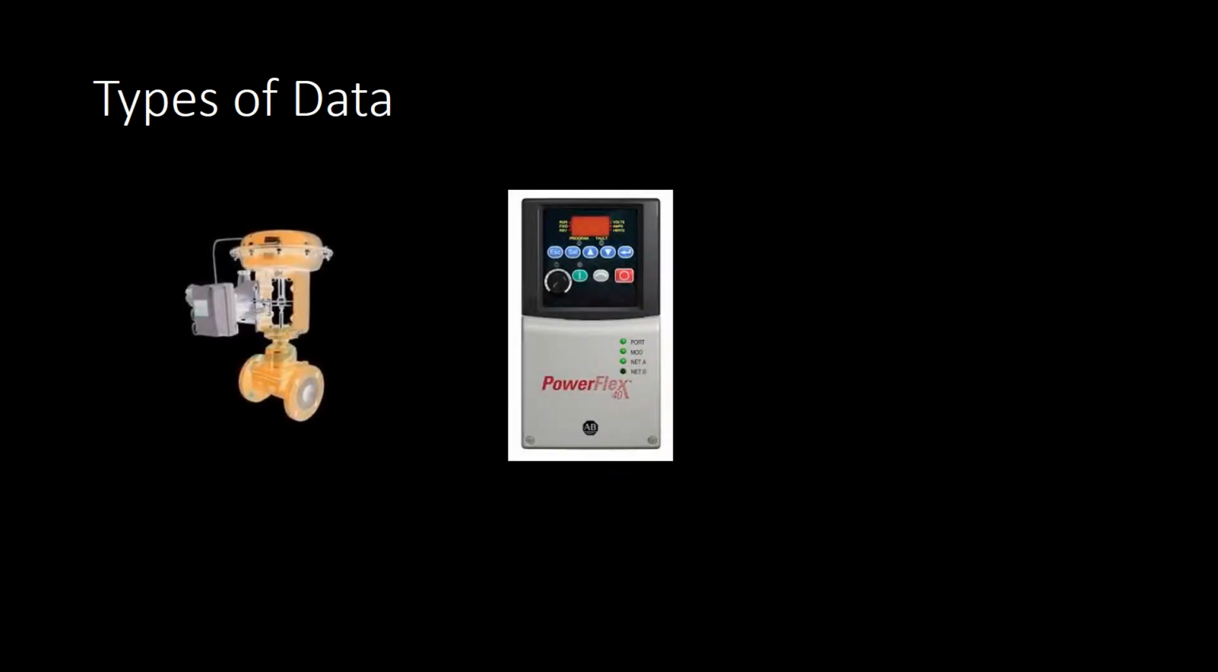Every device in the field will need a signal input to operate, or will generate an output, or will do both. These signals are known as I/O. The main types of data in industry are analog I/O, discrete I/O, and digital data.